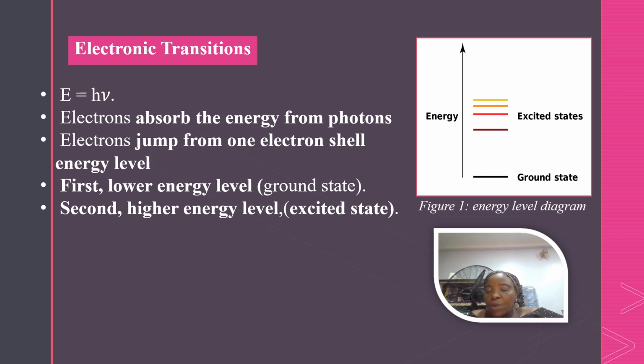The first, lower energy level is what we call the ground state energy level, and the second, higher level is the excited state. The second electron shell is a much higher energy level than the first. Each electron shell has a fixed energy level.